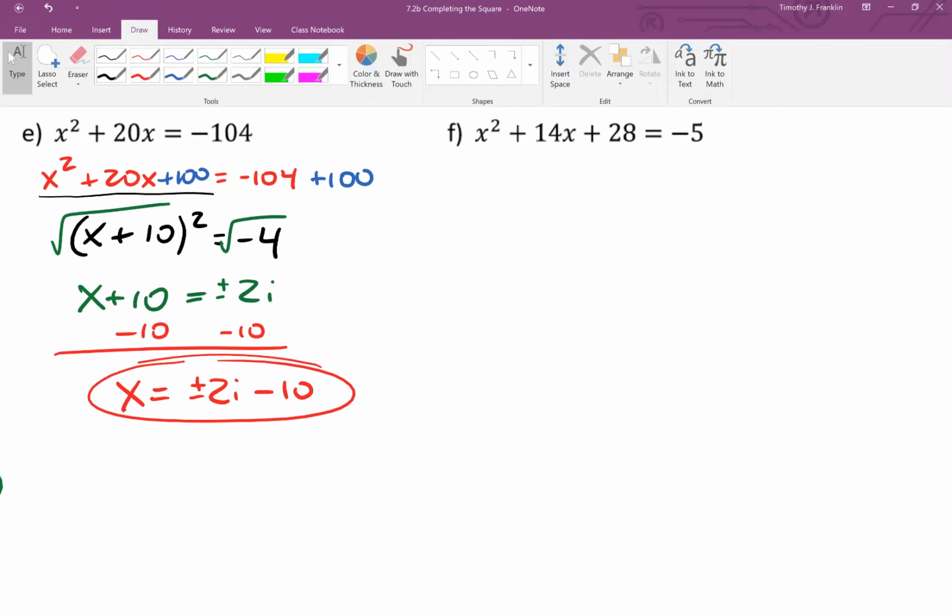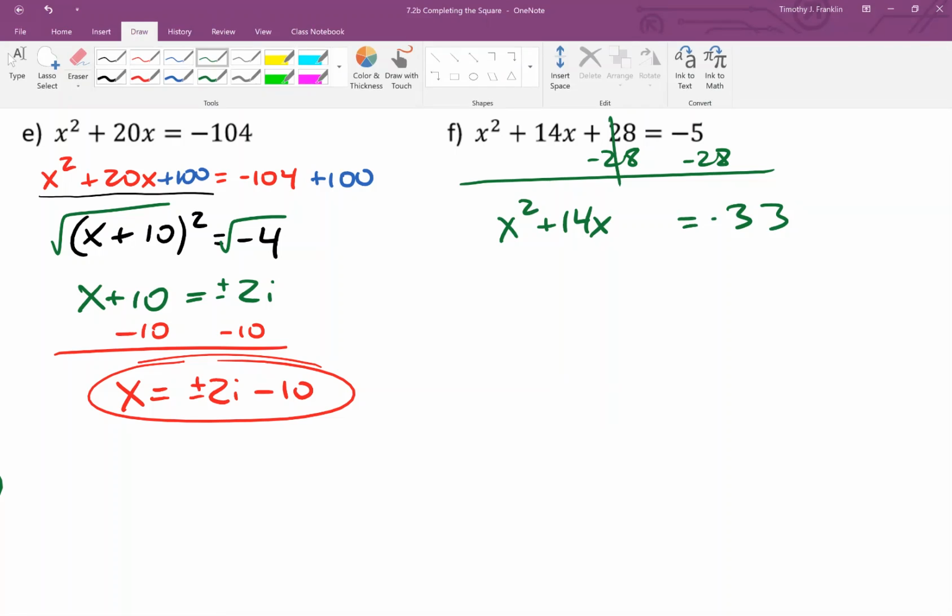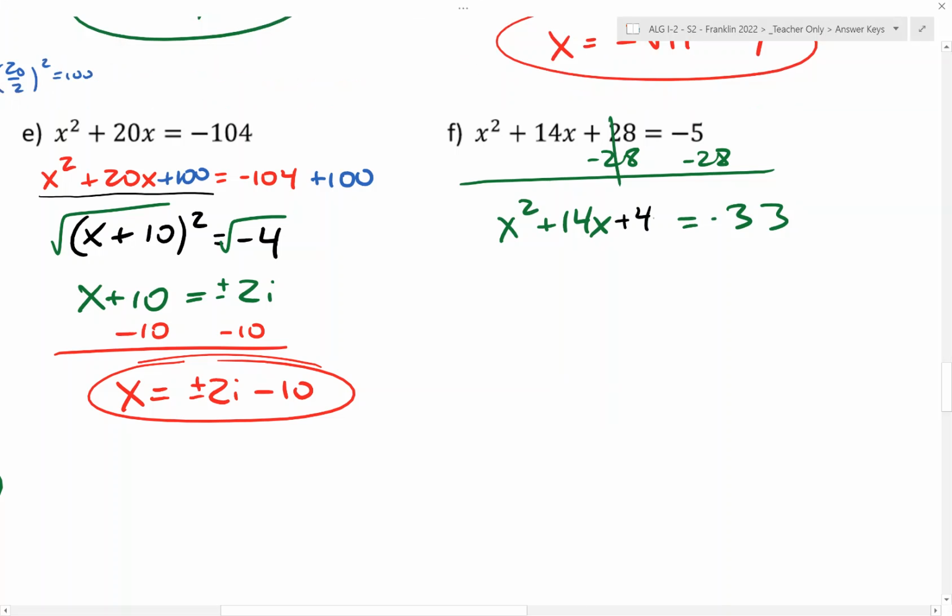One more. Again, we should check and make sure. 14 over 2 is 7. 7 squared is 49, so we do need to adjust that. So x squared plus 14x, leave some space, equals negative 33. And like we just found out, we are going to add 49 here. 7 squared is 49. And we can factor this trinomial. So that's x plus 7 squared equals 16.